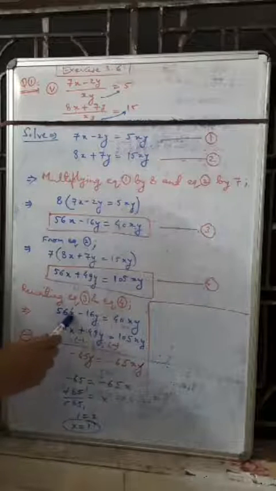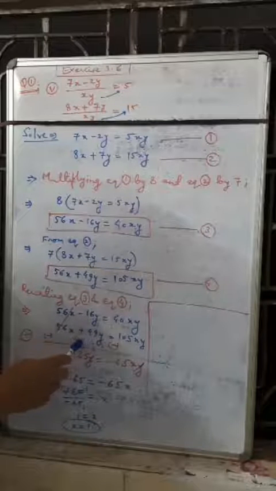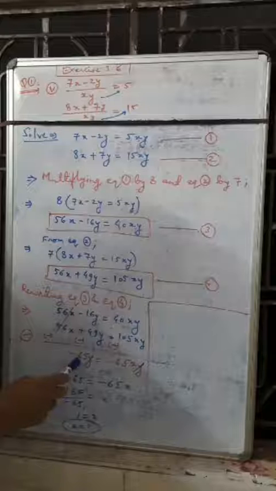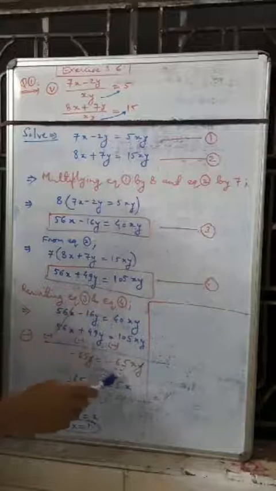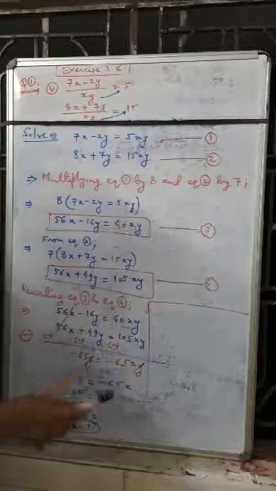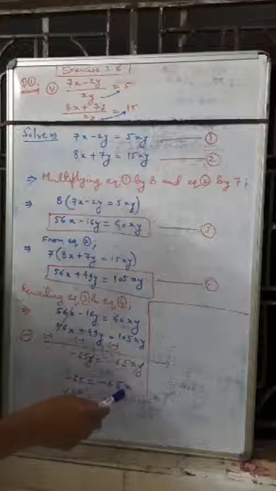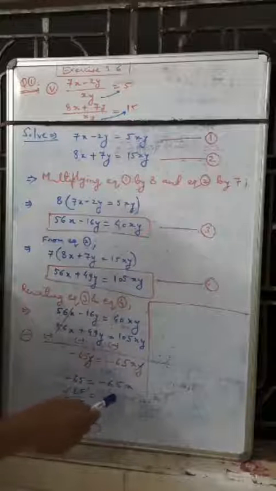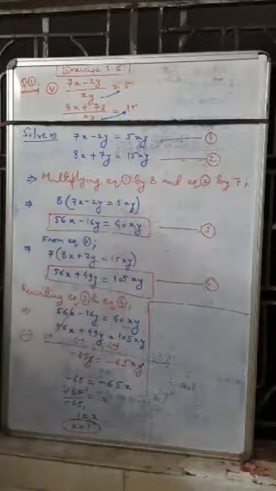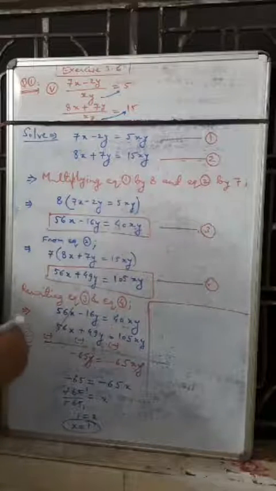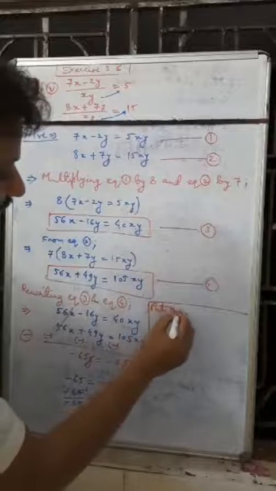So 56x minus 56x will become 0. So it will be cut. Then minus 16 minus 49 is equal to minus 65y, and 40 minus 105 is equal to minus 65xy. So y is cut. So we will get minus 65 is equal to minus 65x. So to find the value of x, x is equal to minus 65 by minus 65, is equal to 1.